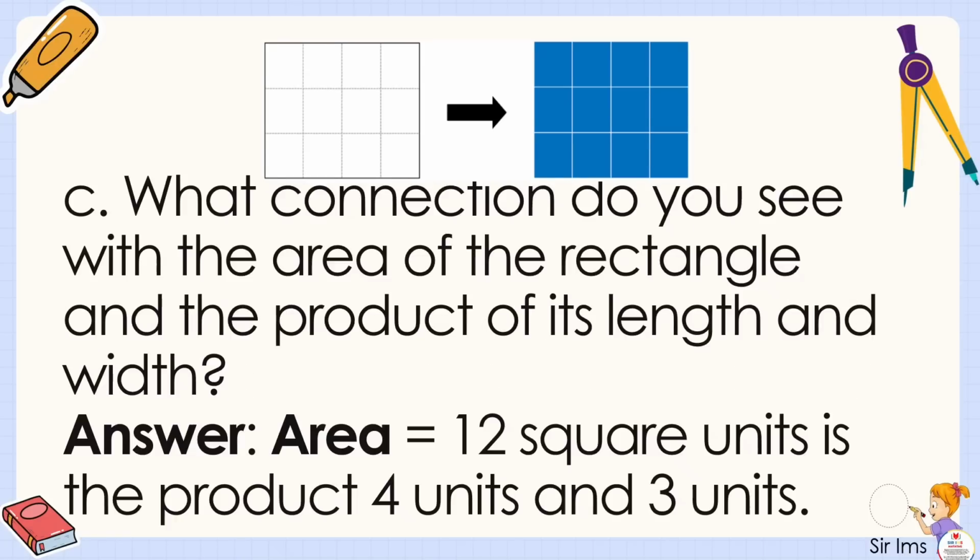Okay, so what connection do you see with the area of the rectangle and the product of its length and width? So the answer is area. 12 square units is the product of 4 units and 3 units. So it is like length times width. So if we're going to get the area of a rectangle, we're going to multiply its length and width, and that's how we can get the area of the rectangle.